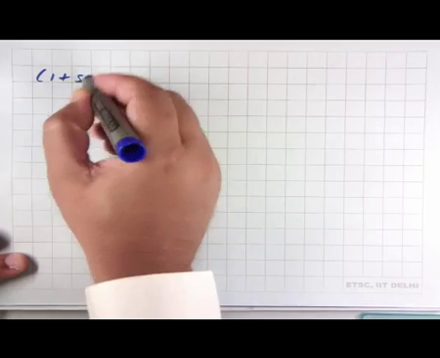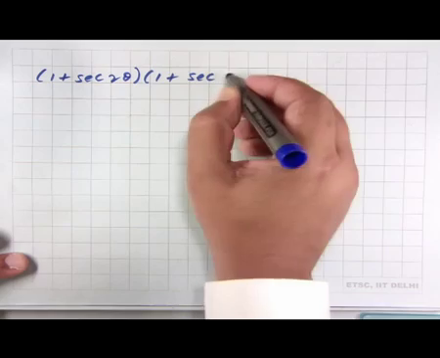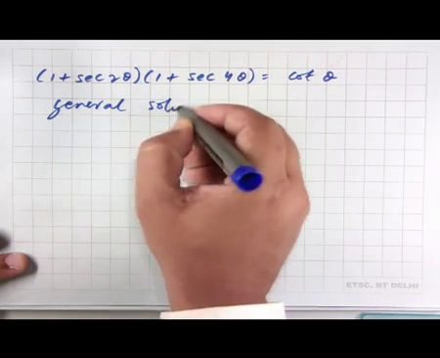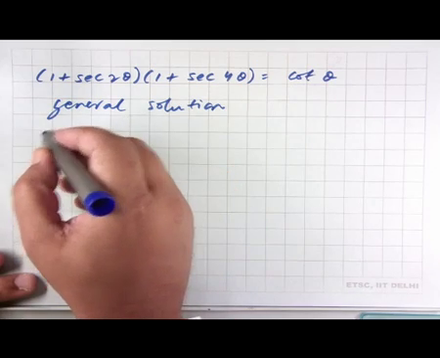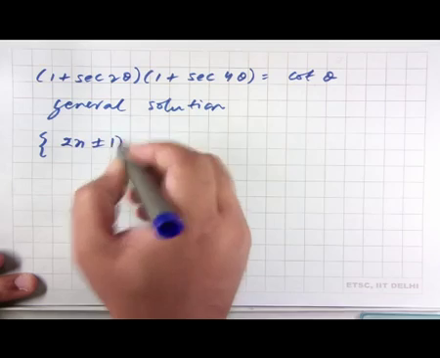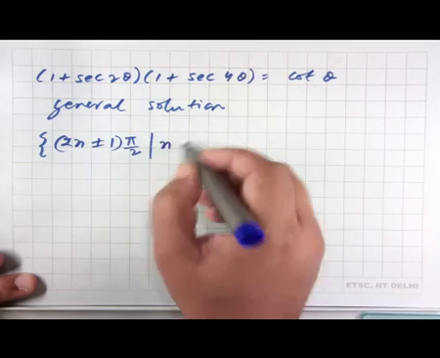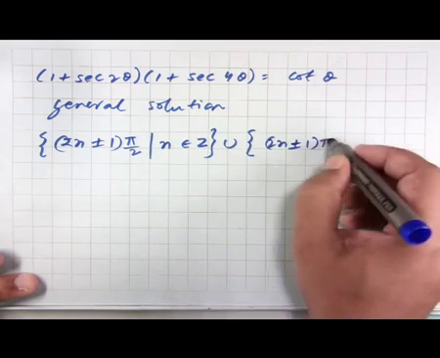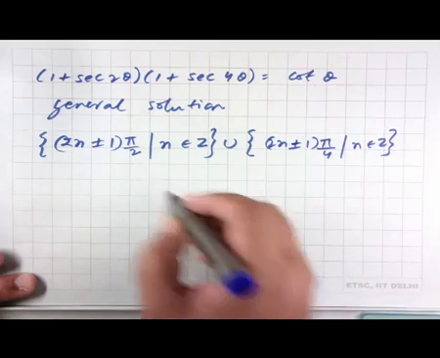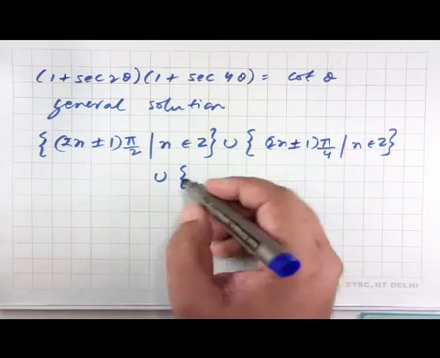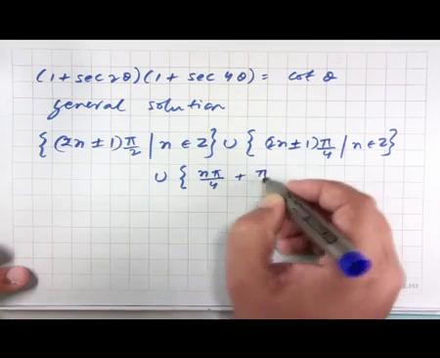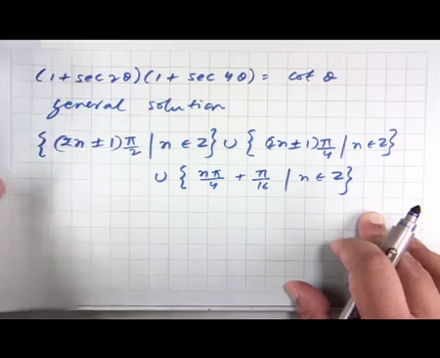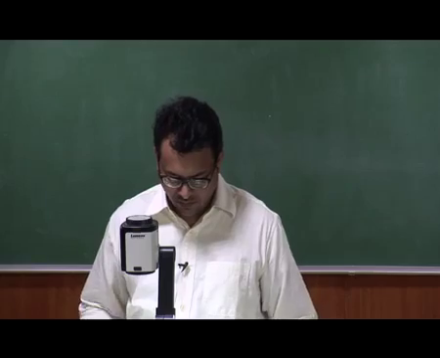So, the final solution to the problem, the general solution to the problem (1 + sec θ)(1 + sec 4θ) equal to cot θ, is given by the union of these sets: (2n ± 1) times π/2 for all integer n, union with (2n ± 1) times π/4 again integer n, union with nπ/4 plus π/16, integer n. So, this is the final solution set for this trigonometric equation. So, let us consider another problem.